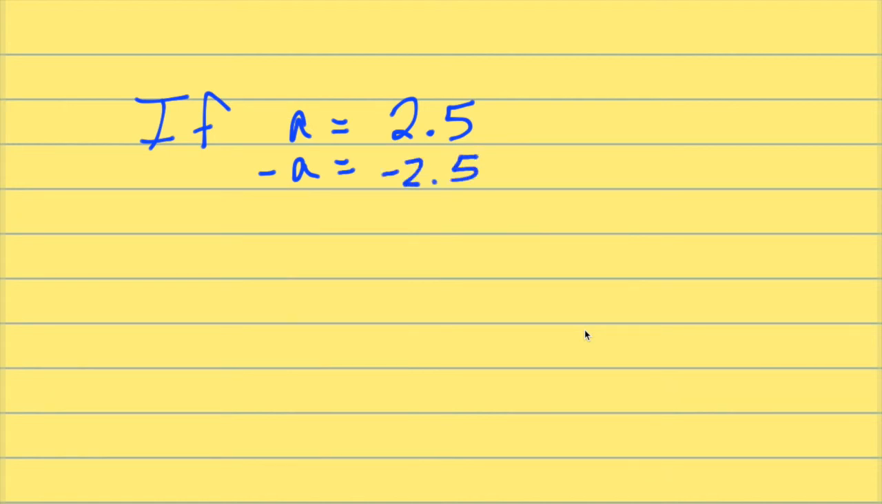So, if A equals 2.5, then negative A equals negative 2.5. And if X equals negative 7.1, then negative X equals positive 7.1. Because those are the numbers that are on opposite sides of zero.